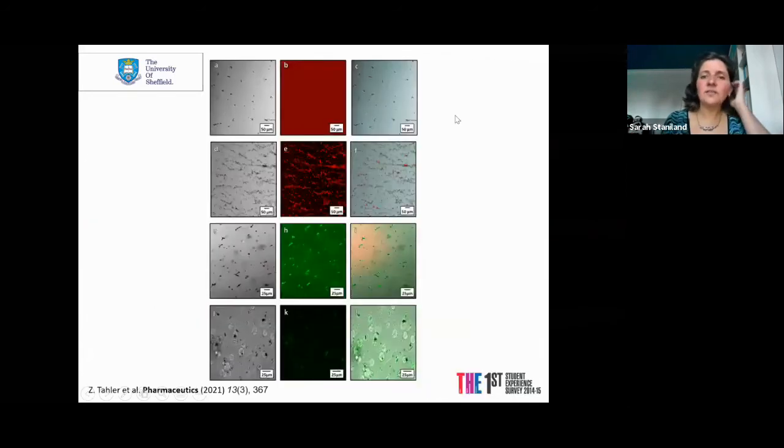But hopefully you can see from this slide that we managed to also decorate those magnetosomes. So here we've got some different fluorescent labels on them. So this is the control at the top where nothing's happening. But here we can see that we've got red fluorescence attached to our magnetosomes and green fluorescence as well. And we've also imaged them in cells.